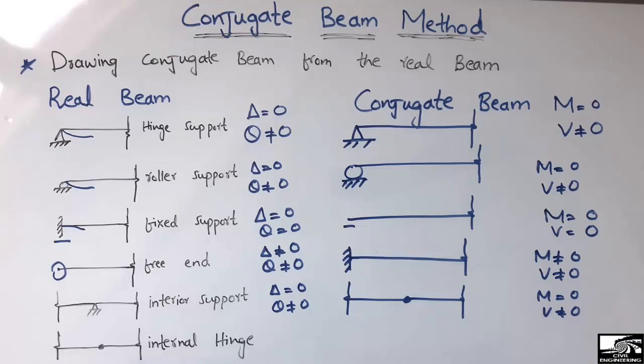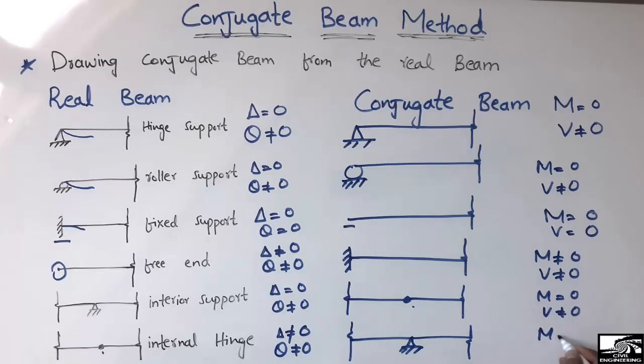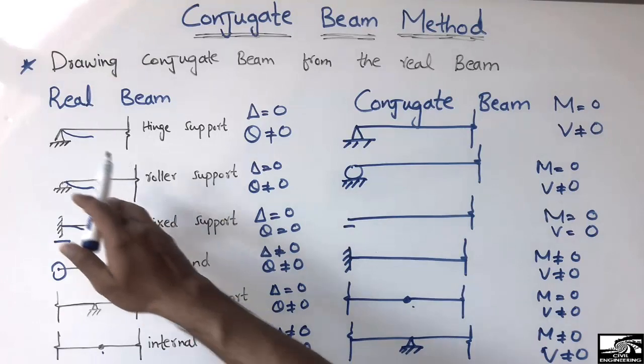If you have an internal hinge at the mid of the beam, it is replaced by the interior support. As you can see here, the interior support is replaced by the internal hinge, and the internal hinge in the beam is replaced by the interior support. Now here in the internal hinge, the deflection is not equal to 0 and the slope is also not equal to 0. So the interior support will also have the moment not equal to 0, as well as the shear force not equal to 0. So these are the conjugate beams to the corresponding real beams.